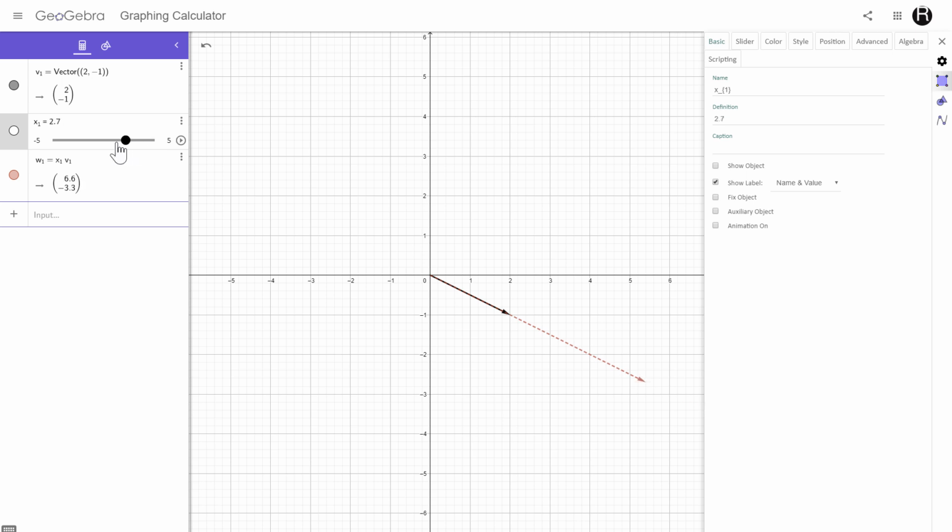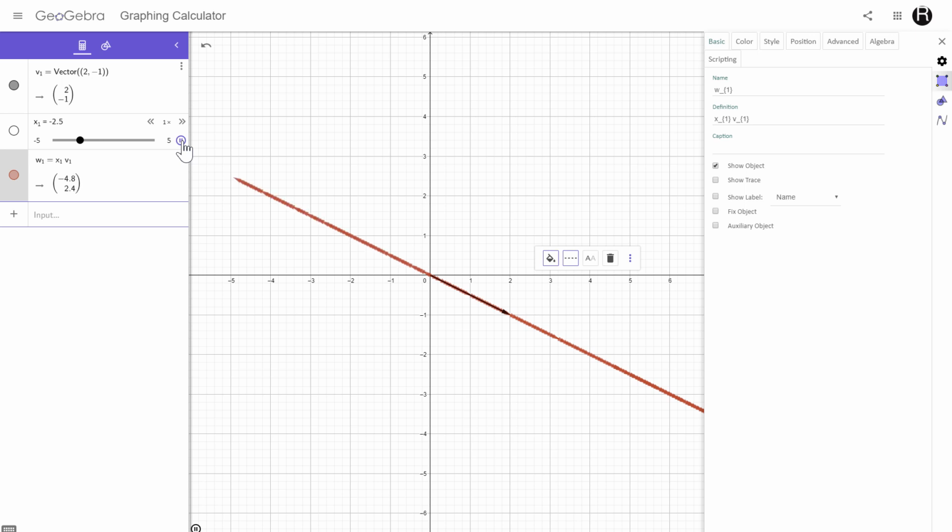Now if we find all the linear combinations, I think we can do that by leaving a trace and having this move around. We can see that the image this leaves is a line passing through the origin and the point 2, negative 1. So I think it's safe to say that the span of one vector is a line passing through the origin that runs along that vector.